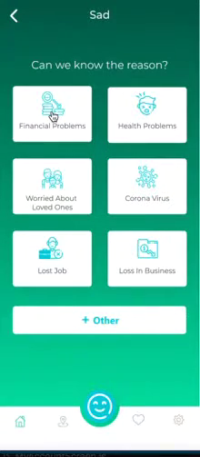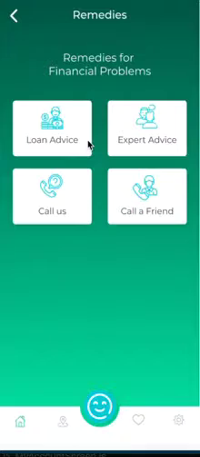So for example, if somebody is sad because he's having some financial problems, then he clicks on this icon and the app will show what he can do to get his mood or his health condition back to normal. We give him some links where he can call someone, which is a direct government health line, or call his friend from his contacts, or try to get some advice on loans, or get some expert advice on financial matters.